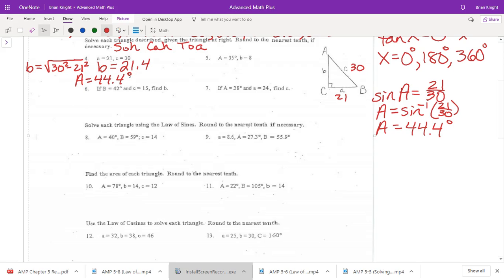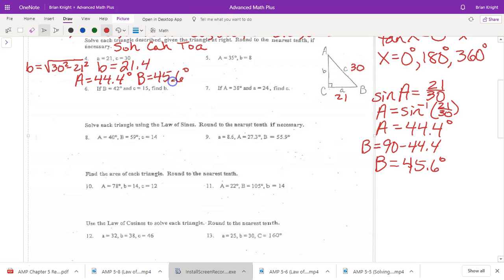Everybody good? Okay. For B, what can we just do for B? That minus 90. Actually, it's 90 minus that. So what would that be? 45.6? Is that right? 45.6 degrees is B.